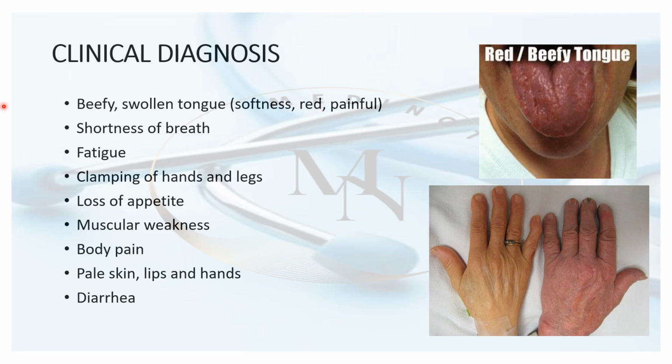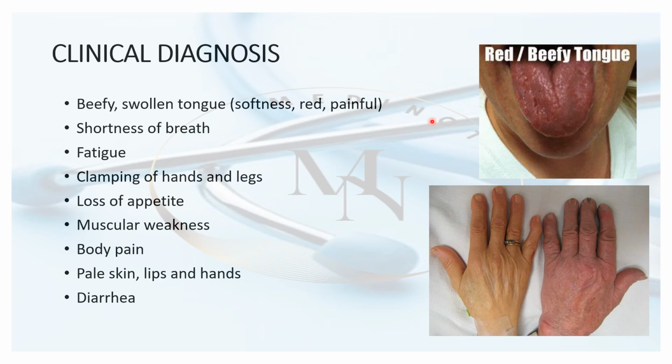If a patient comes and reports to you with a beefy swollen tongue along with clamping of hands and legs, which can also be presented as paresthesia, along with muscular weakness and body pain, pale skin, lips and hands, this would definitely be a case of vitamin B12 deficiency under megaloblastic anemia, and you can go for a clear-cut diagnosis that it is actually a vitamin B12 deficiency anemia.